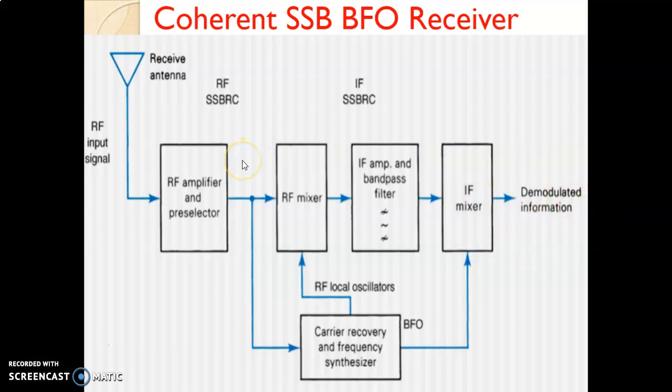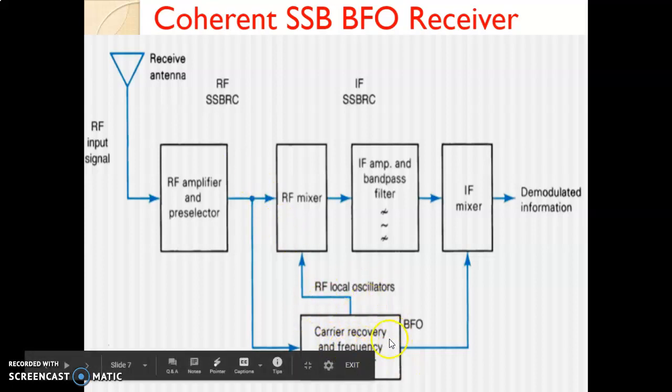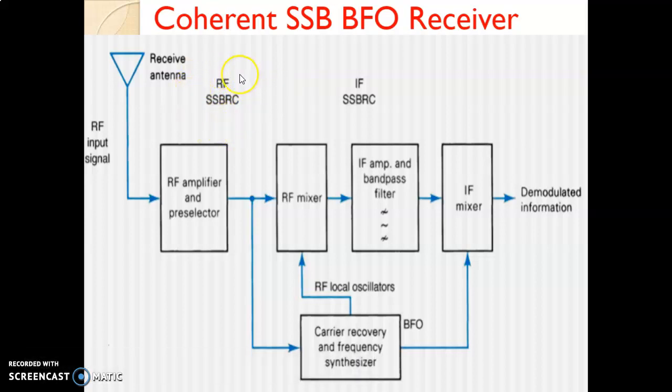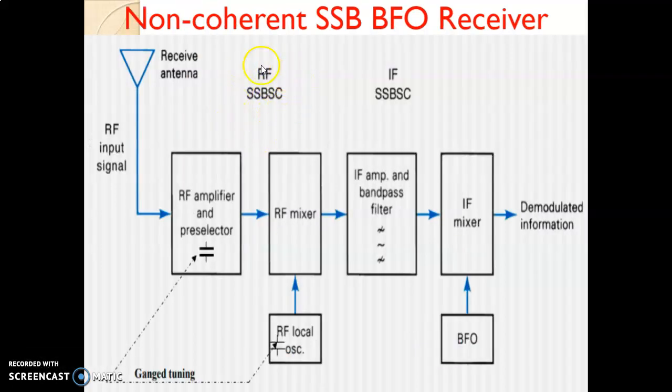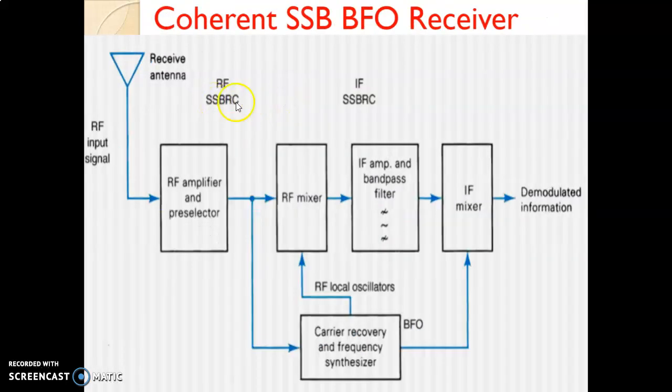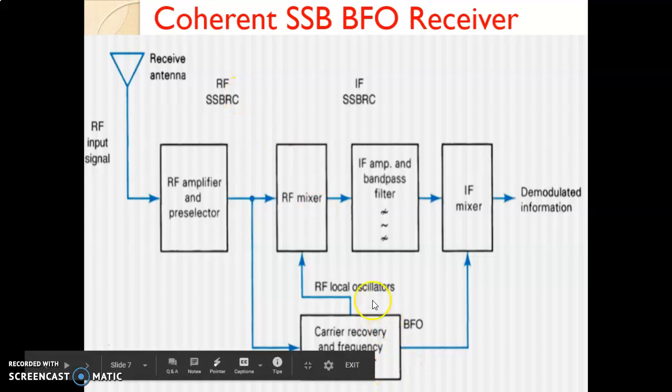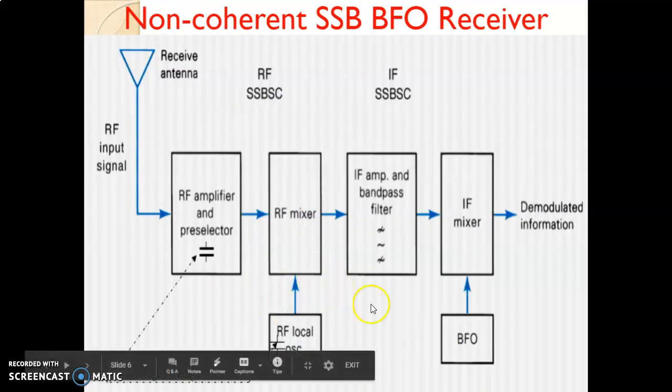So we have the SSB RC signal, which is nothing but a single sideband reduced carrier signal, and that reduced carrier we utilize for the carrier recovery. So here you can see the difference between coherent and non-coherent. In the coherent we receive SSB RC, in the non-coherent we receive SSB SC. SSB SC means single sideband suppressed carrier. SSB RC means single sideband reduced carrier. Coherent means carrier recovery and a frequency synthesizer are required. Non-coherent means no carrier recovery is required at the receiver.